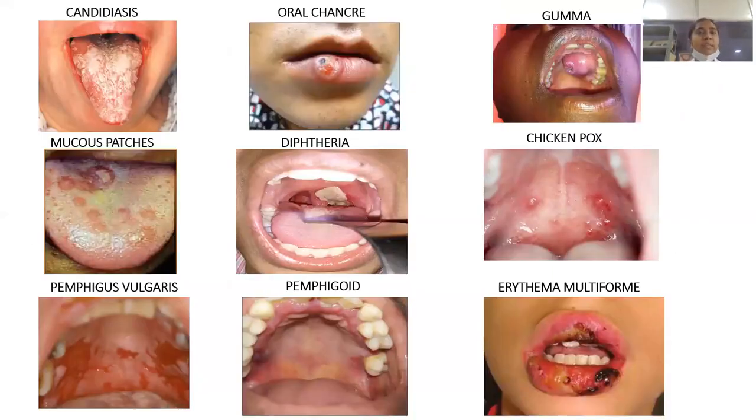Then candidiasis can reveal curdy white patches, which can be seen on the tongue. Oral chancre in the lower lip, and then gumma in the case of tertiary syphilis. Mucous patches in the secondary stage of syphilis, and oral chancre in the primary stage of syphilis. Diphtheria here can be seen at the junction between the hard and the soft palate. Then chickenpox. Here, some papule-like lesions can be seen in the hard palate. Then pemphigus vulgaris, pemphigoid, erythema multiforme. These are all the systemic infections which can give rise to changes, or clinically can be considered, in the oral mucosa also.